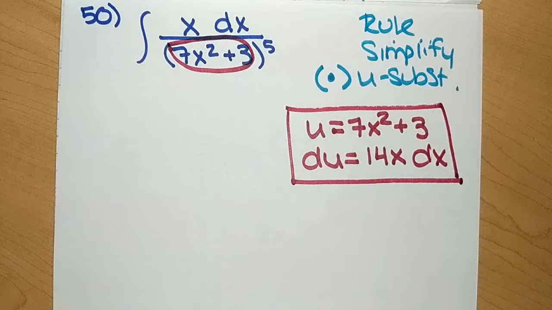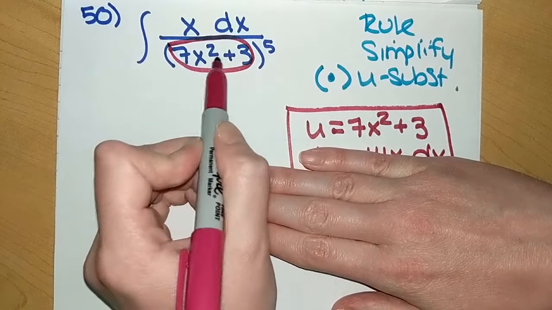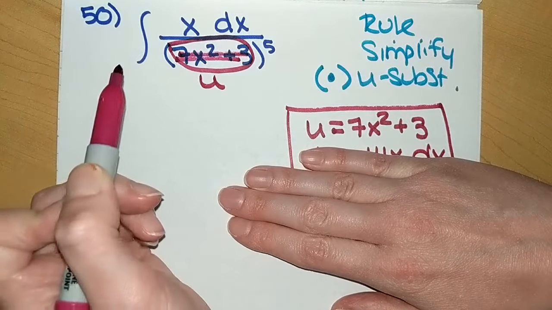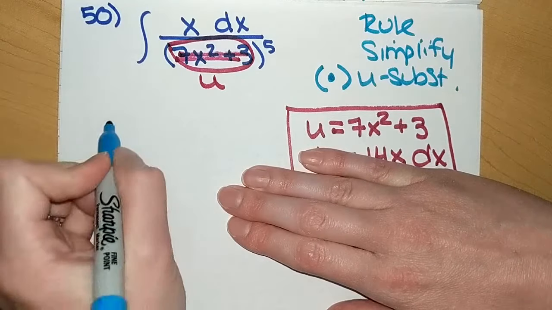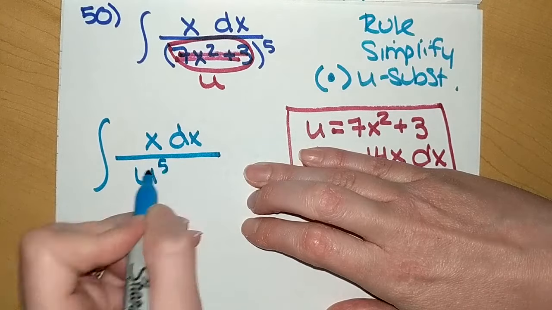And now we're going to try to make this substitution happen. So we start with the u definition. All of this, 7x squared plus 3, is going to get replaced with u. So this is going to look like x dx over u to the 5th now.